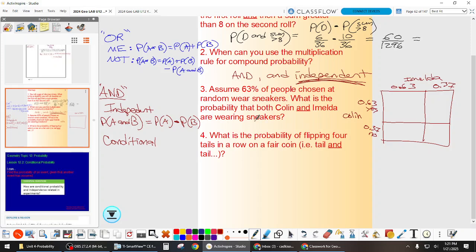Okay, and then what is the probability that both of them are wearing sneakers? In terms of top left, top right, bottom left, bottom right, which section are we looking at for both of them wearing sneakers? Should be top left, because this is yes and this is no. The area of this is 0.63 tall and 0.63 wide, so we just multiply. Like A would be Colin, B would be Imelda. So probability of A times B is the area of that little section. Okay?